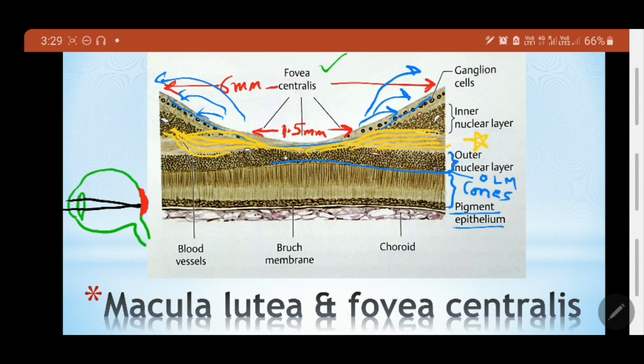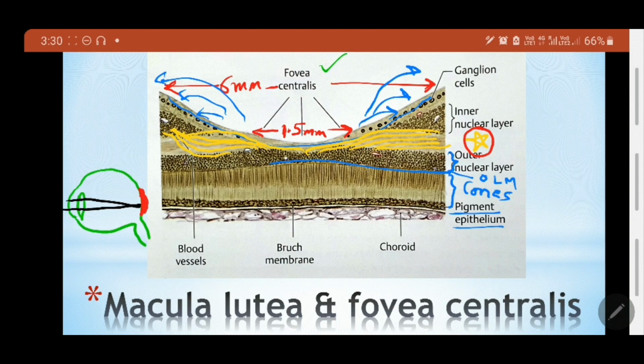Remember that the axons of the cones at the fovea centralis are obliquely placed. I'll again be asking you this when I'll be comparing the histological sections of retina from the central retina and peripheral retina. Remember, this is one feature which will help you with the identification.